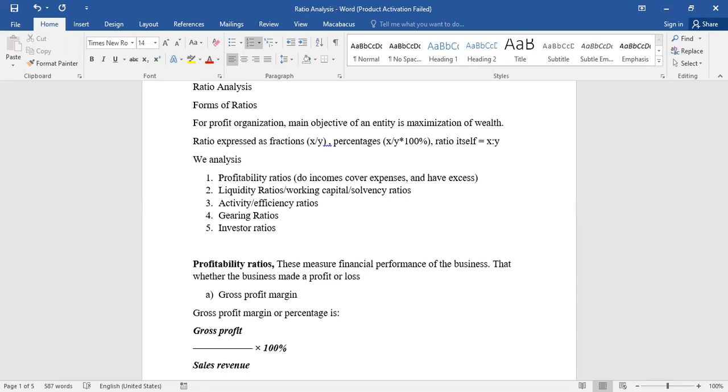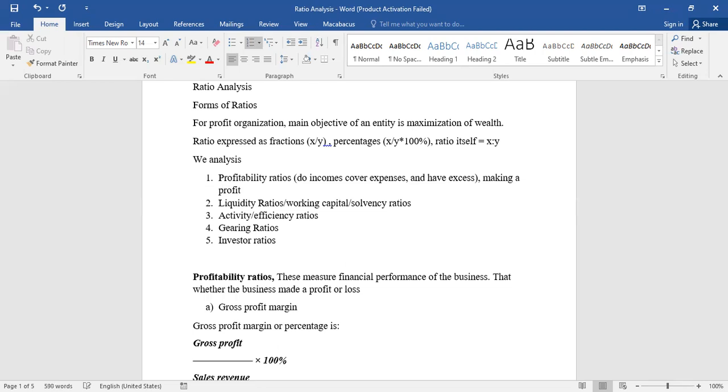So you're either making a profit or maximizing profits, or you're making losses. But our aim is really profitability. So every time you're making a profit, it is a good thing. We all want to make profits.